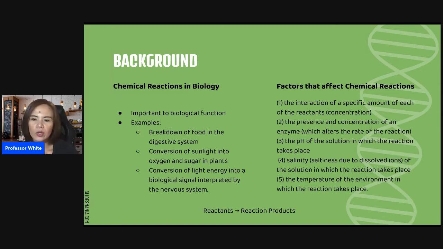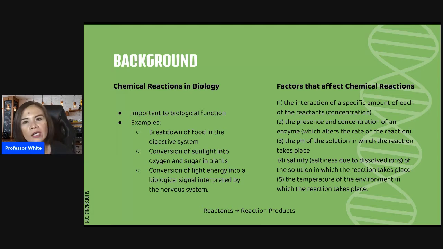A chemical reaction requires two or more chemicals to interact in a way that modifies the chemical bonds within each of the chemicals and results in the formation of a new substance. The chemicals that interact as inputs are called reactants, and the ones that are produced are your reaction products. So in this lab, you will be looking into a chemical reaction.